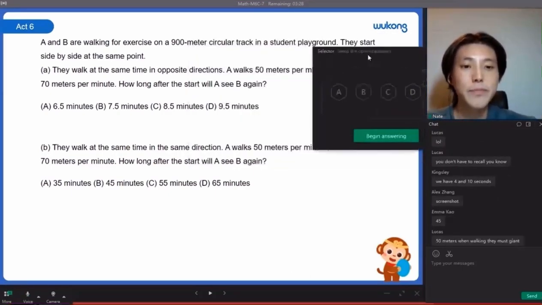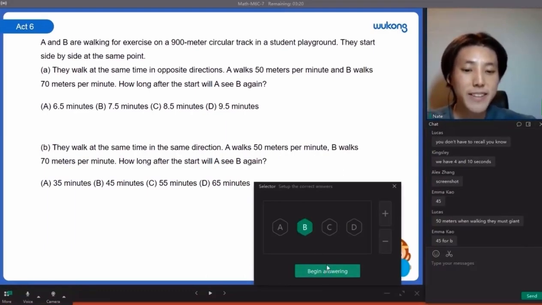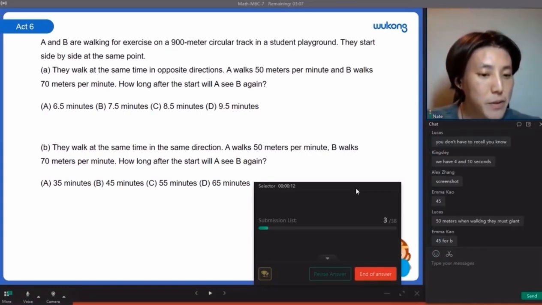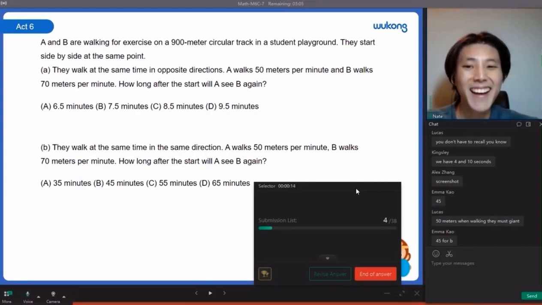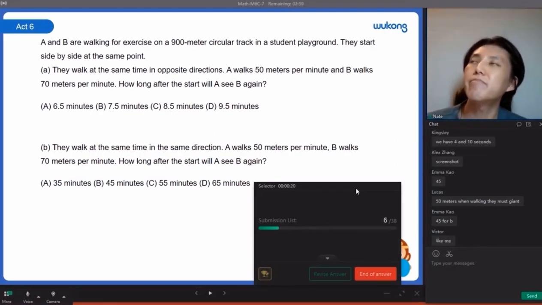Okay, now you guys can submit your answers. Let's just answer the first question. You guys ready? Yep. Good. Yes. Yep. Very good, guys. 50 meters when walking. Yeah. 50 meters, actually, 50 meters per minute. No, it's okay.